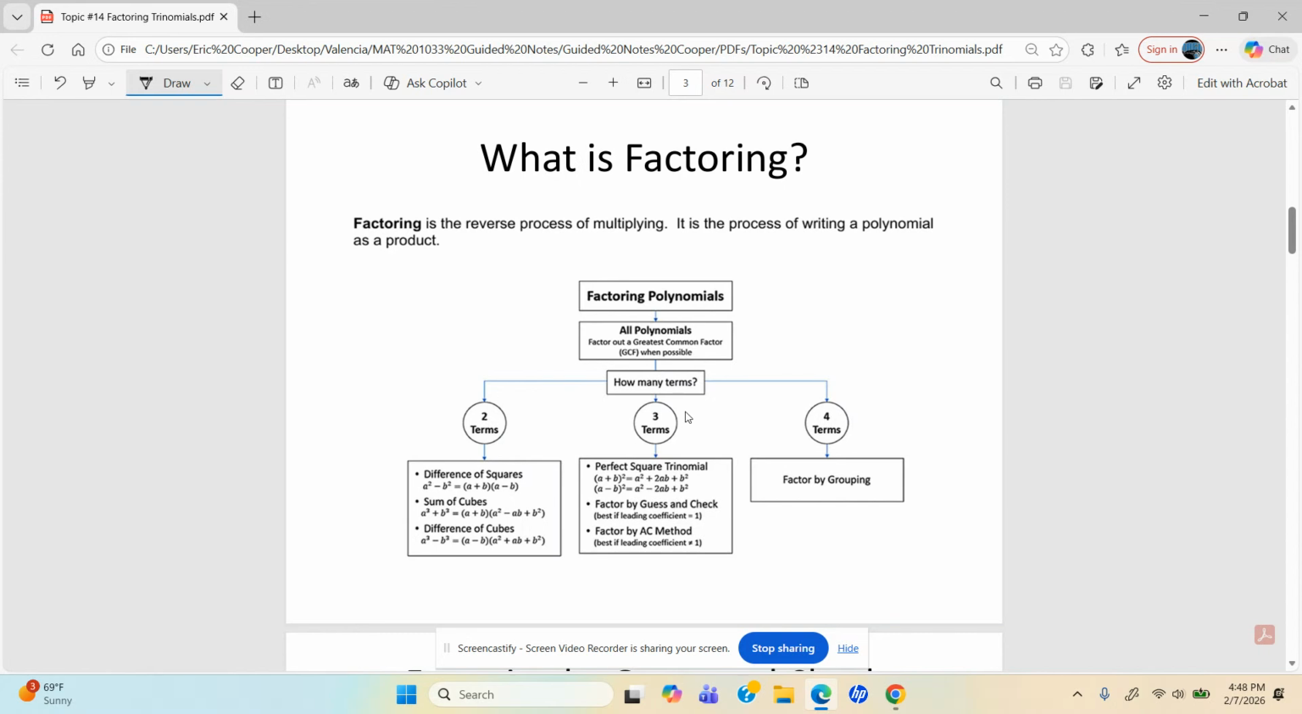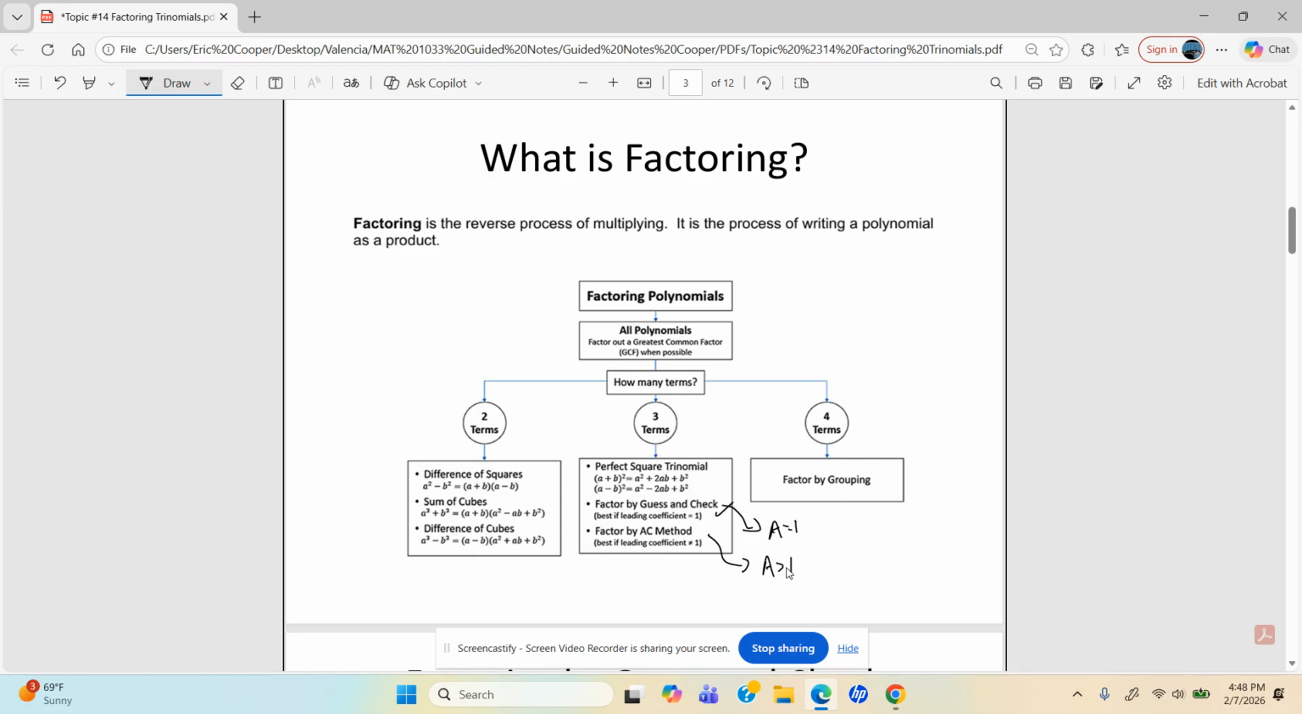Today we're going to look at two of the ones from 3 terms, where we're doing the factoring by guess and check, which we're actually going to call today the A equals 1 method, and then factoring by the AC method, which we'll also refer to today as the A is greater than 1 method.